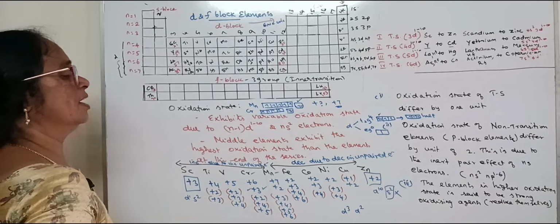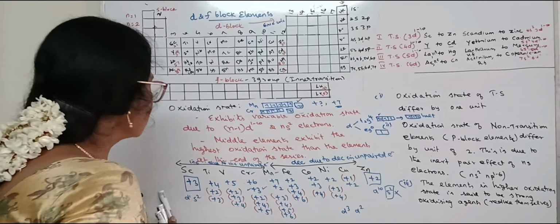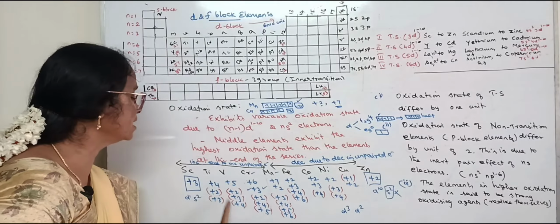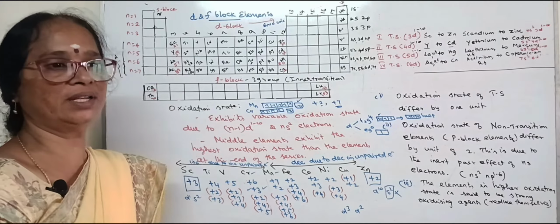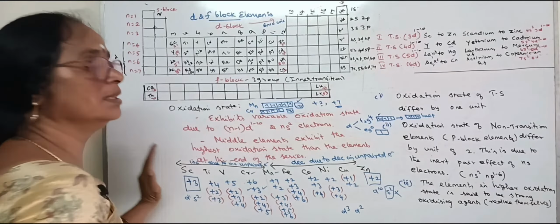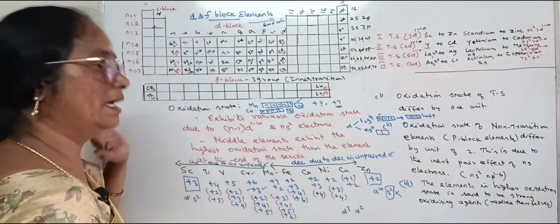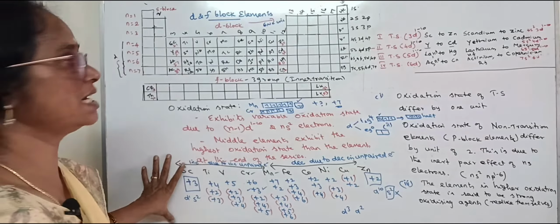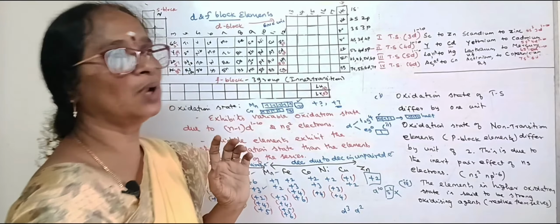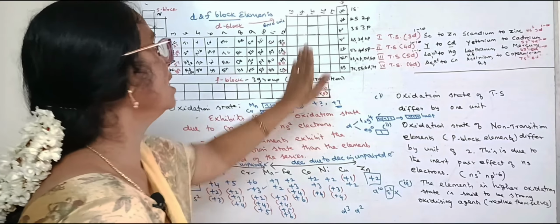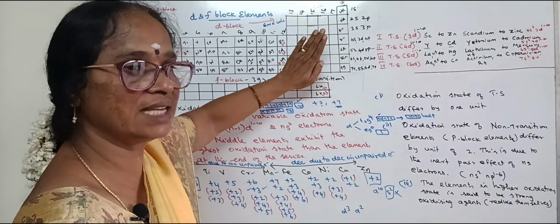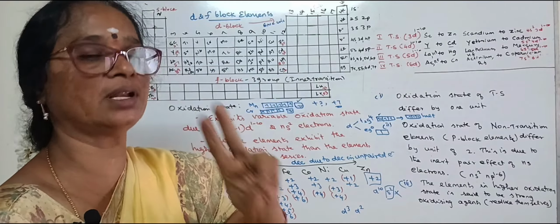So, how does this oxidation state vary? You may find that the oxidation states differ by only one unit when you compare the transition elements. At the same time, when the oxidation state of transition elements is compared with the p block elements, what happens? On moving down the group, the oxidation state differs by a unit of 2.